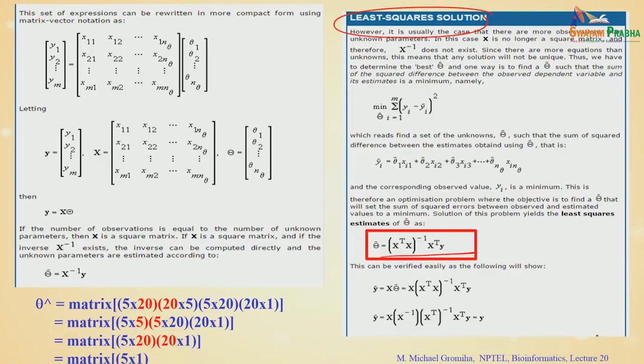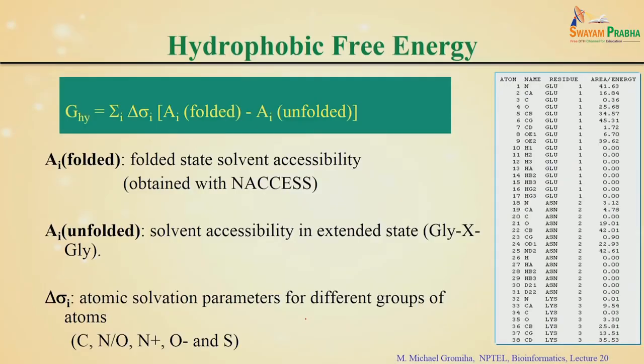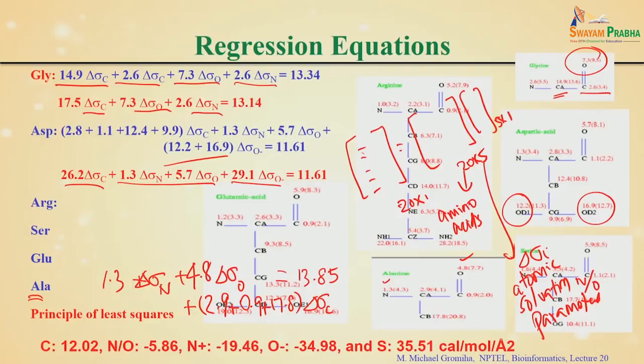Because it is 5 into 20, this matrix, and the inverse is 20 into 5, and you can do the transpose, that is again 5 into 20, and this transpose 20 into 1. When you solve these matrices, finally you get the matrix 5 into 1. So here you can get the delta sigma I parameters, the values for all these 5 parameters. These are the numbers we obtain for the 5 groups. For example, carbon 12.02, nitrogen oxygen minus 5.86, N plus minus 9.46, O minus 34.98 and sulfur 13.51.